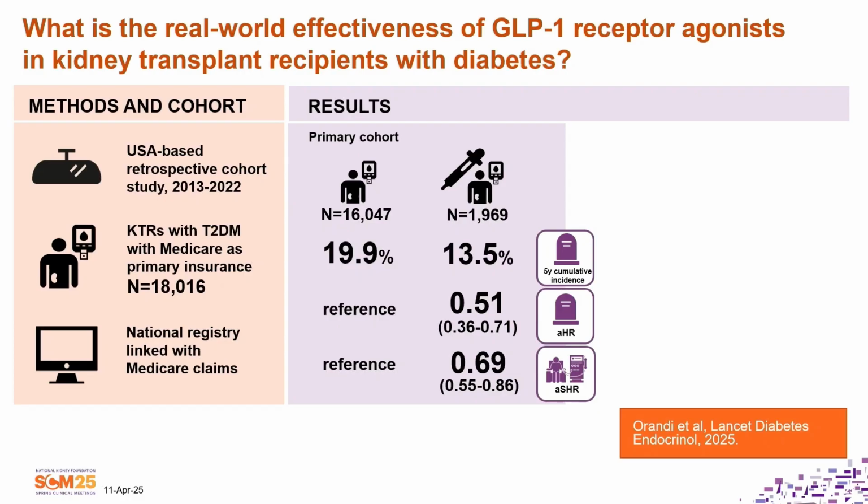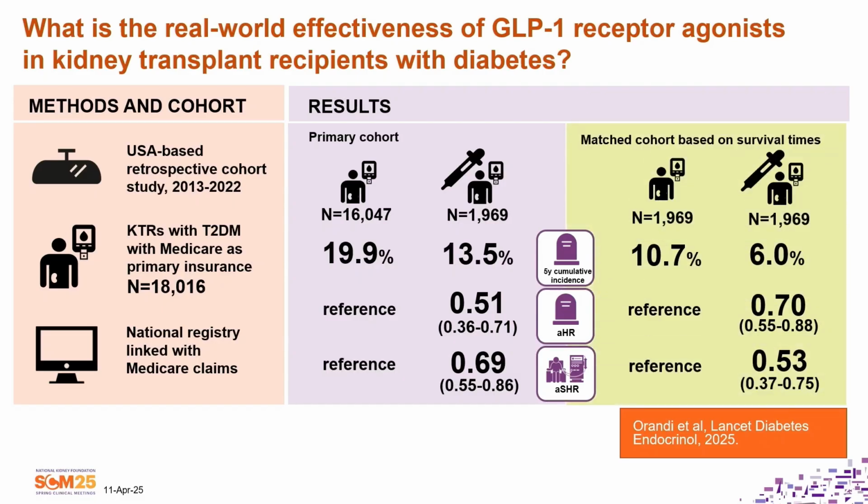5-year cumulative incidence of mortality in the group that received GLP-1 RAs. And then the adjusted hazard ratio and the adjusted subhazard ratio for mortality and graft loss respectively were also significant and pretty impressive. So they took it a step further. They did a matched cohort analysis based on survival time. So 1,969 patients on GLP-1 RAs matched to people who were not. And again, you see here the reduction in the 5-year cumulative incidence in those who received GLP-1 RAs. And similarly, in the adjusted analysis, reduced hazard ratio for death and for graft loss.